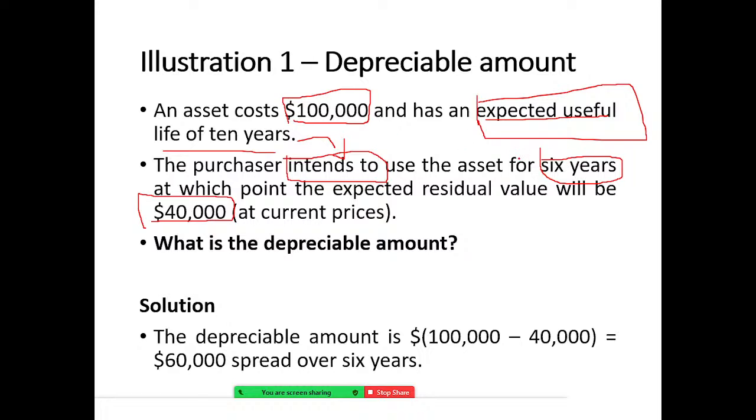So that is 6 years. Therefore the management intends to use this asset for 6 years. So this depreciation should be systematically allocated over 6 years, not over 10 years. Here the depreciable amount is 100,000 minus 40,000, that is 60,000, spread over 6 years.